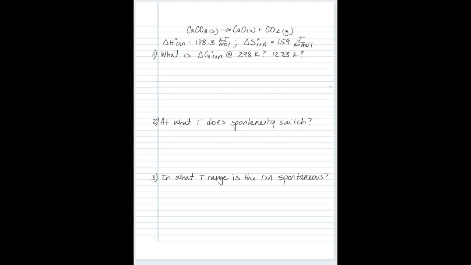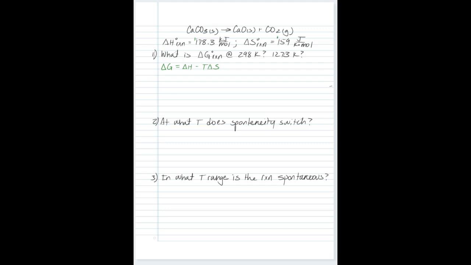So let's look at our equation for delta G. Delta G equals delta H minus T delta S. And before I plug in any numbers, I'm going to analyze this and come up with a prediction of under what conditions my reaction is going to be spontaneous or not spontaneous, if any. I have two positive values here. My delta H is positive and my delta S is positive.